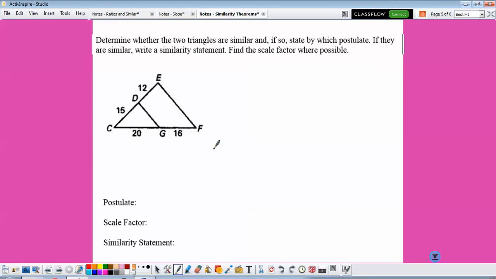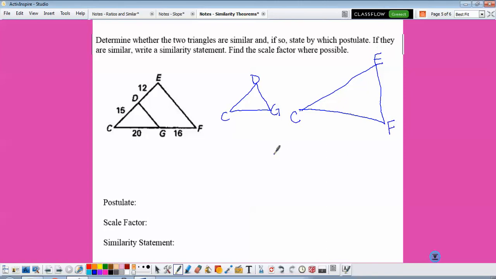What about this one? It looks like there's only one triangle, but there's actually two triangles. There's triangle CDG, this little one down here, that's stuck inside the bigger triangle of CEF. And you guys are seeing now why I'm not an art teacher. Since they overlapped at angle C, we know that angle C for both triangles are congruent.